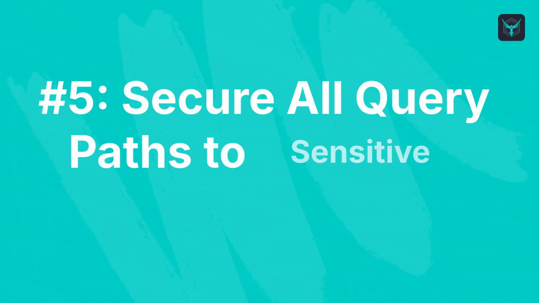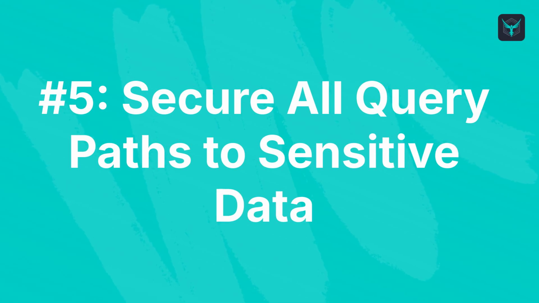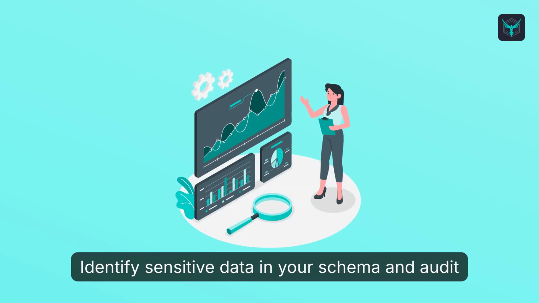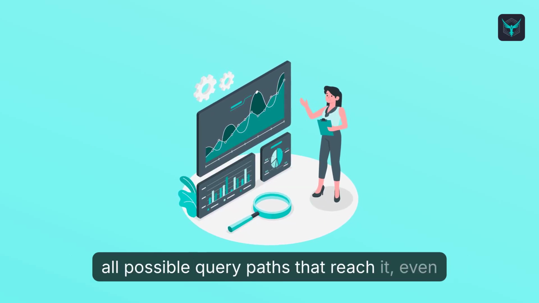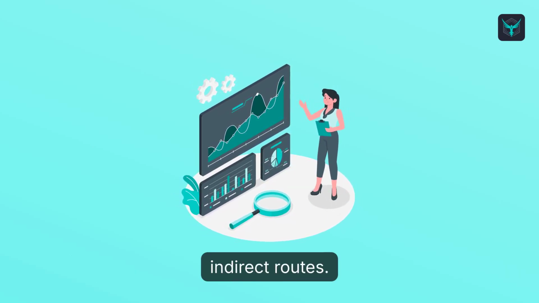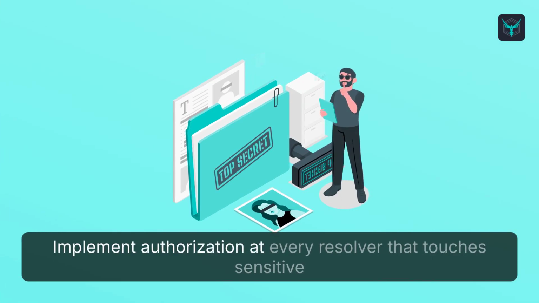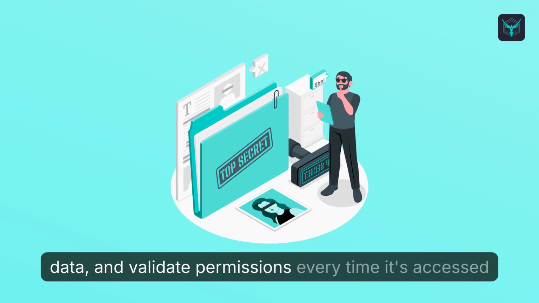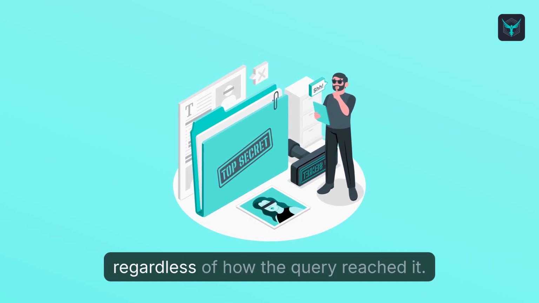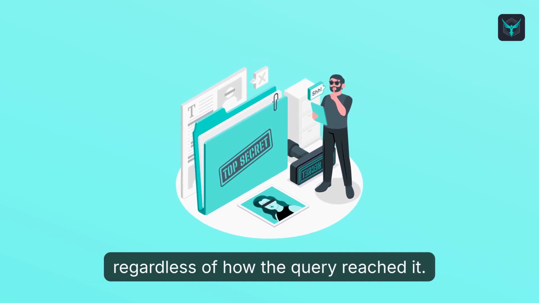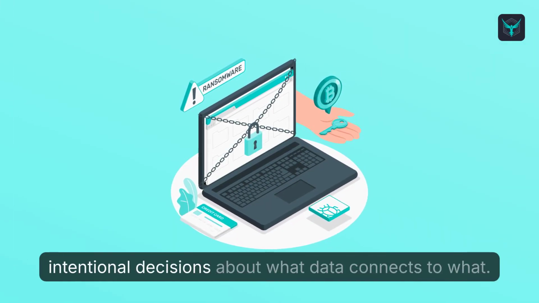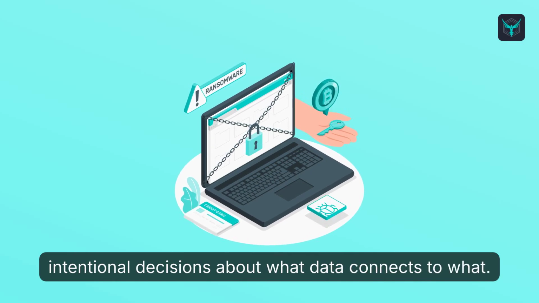Number 5. Secure all query paths to sensitive data. Identify sensitive data in your schema and audit all possible query paths that reach it, even indirect routes. Implement authorization at every resolver that touches sensitive data, and validate permissions every time it's accessed, regardless of how the query reached it. Use schema design to minimize exposure and make intentional decisions about what data connects to what.